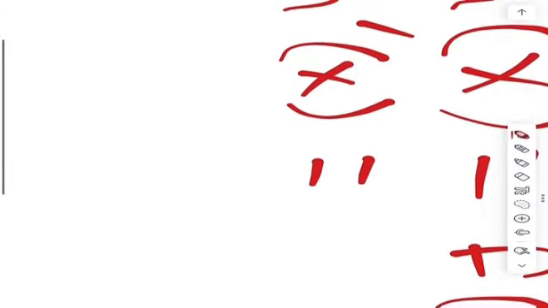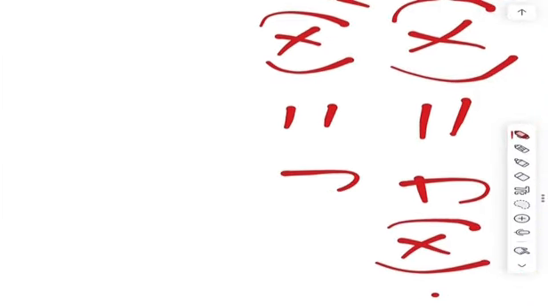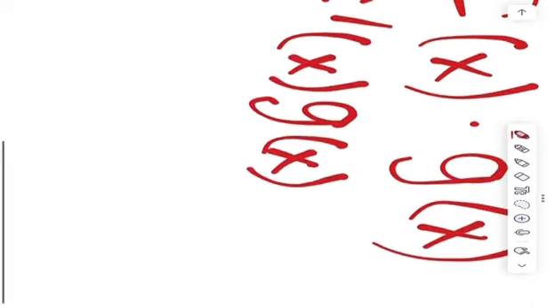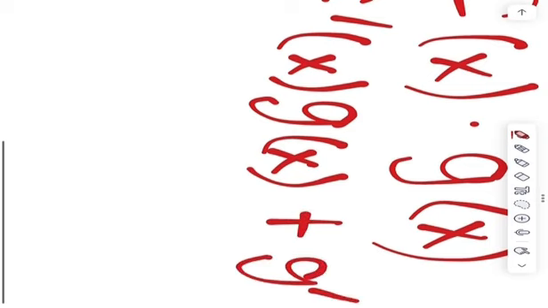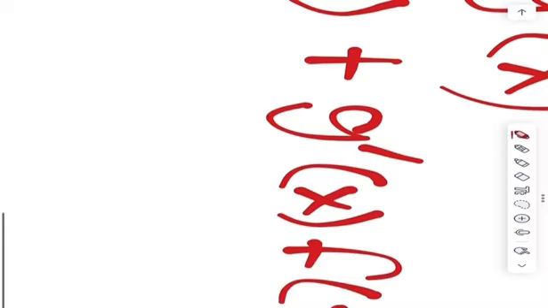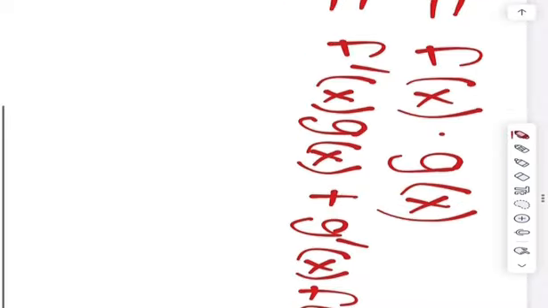So the derivative of h of x is equal to the derivative of f of x times g of x plus g prime of x times f of x. And this is called the product rule.